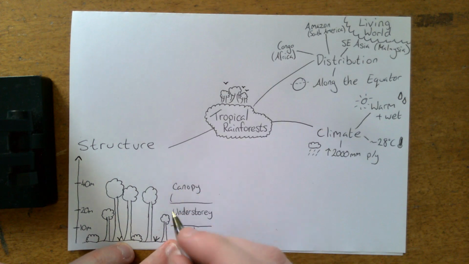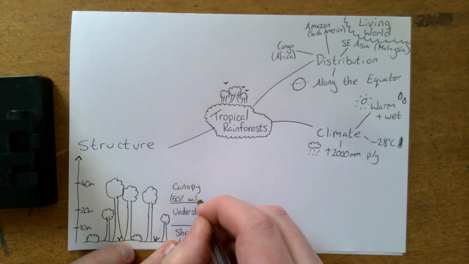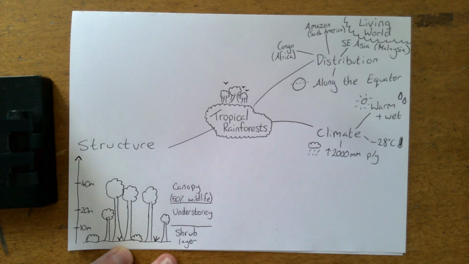And here's a good little fact that I always like to add. 50% of wildlife in a rainforest lives up in the canopy. So things like monkeys and birds and insects and all sorts, they live up here in the canopy.